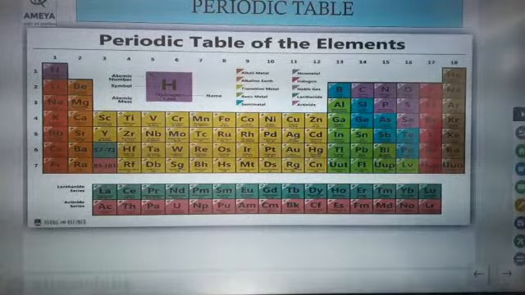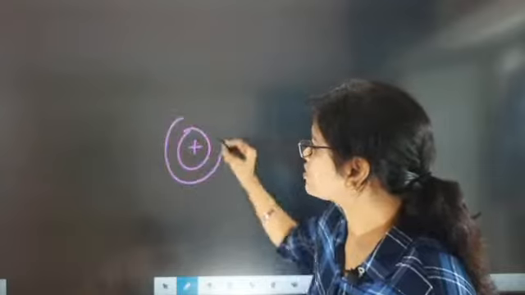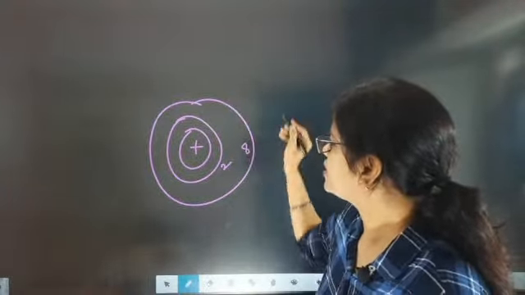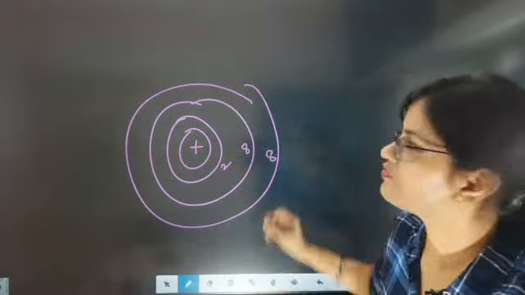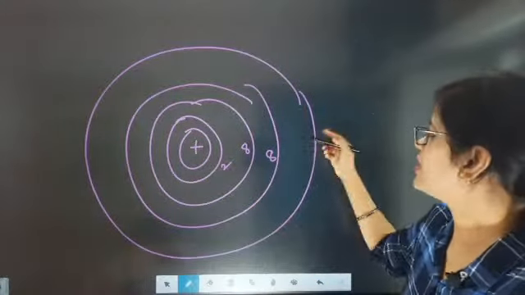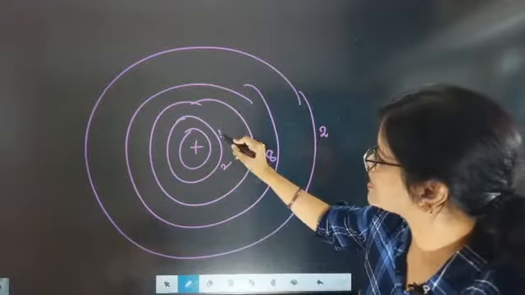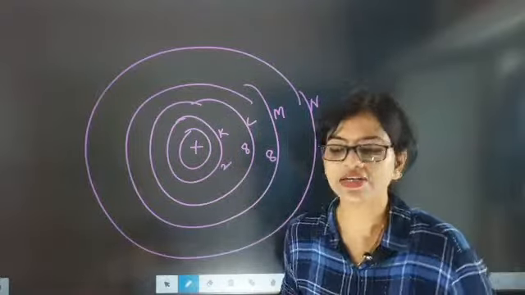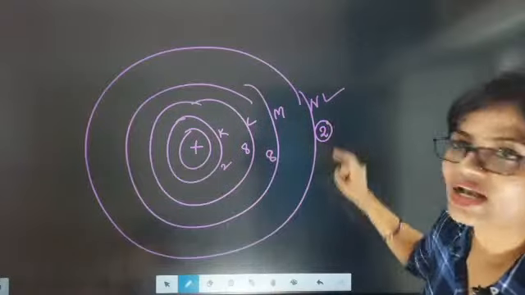Exactly what happened is that the first orbit got filled with 2 electrons, the second orbit with 8 electrons, and the third orbit with 8 electrons. After filling 8 electrons in the third orbit, we jumped to the fourth orbit and filled 2 electrons. So this is K, this is L, this is M, and this is N. We shifted to the N shell and filled 2 electrons.